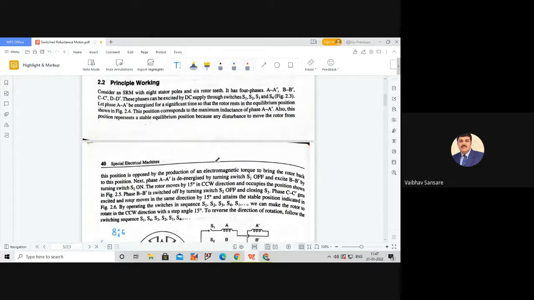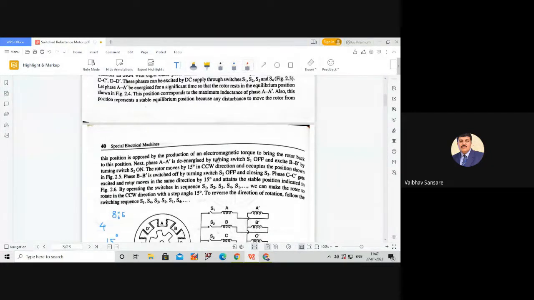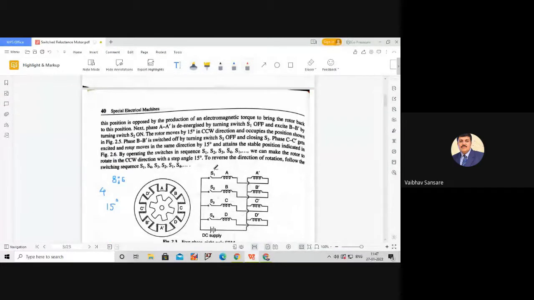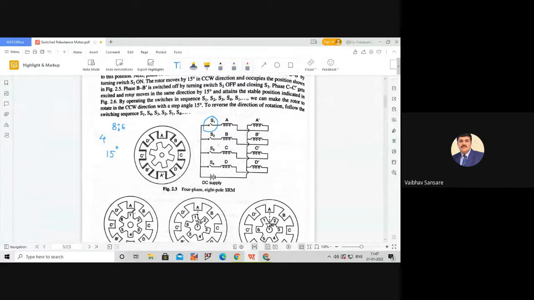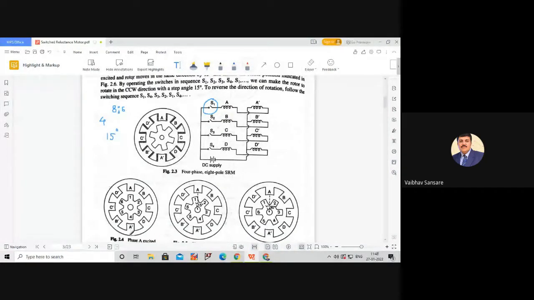Now let us initially consider the stator phase A and A dash is under excitation. That means we close this switch S1 and we excite stator phase A and A dash. As this stator phase A and A dash is under excitation, let's say the rotor teeth 1 and 4 are aligned with this A and A dash, and we consider this particular position of the rotor as the equilibrium position of the rotor with an angle of 0 degree.